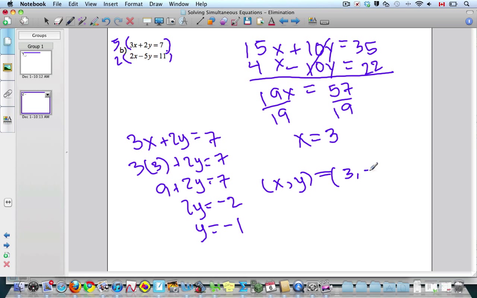So if I graph those two lines, they should cross at that point. That's the point of intersection. Nice. Great. All right, I think we're done.